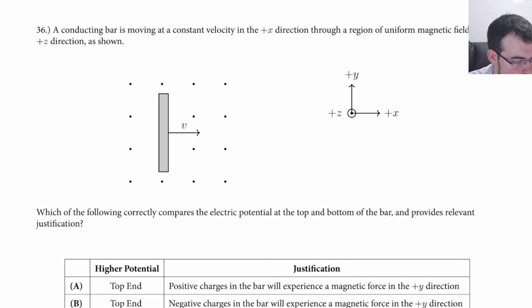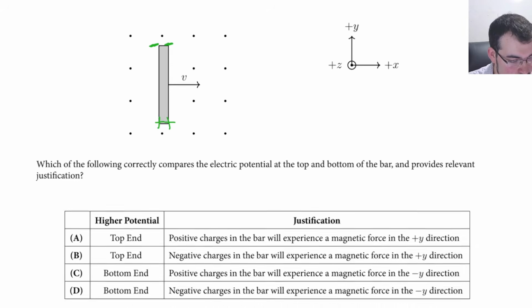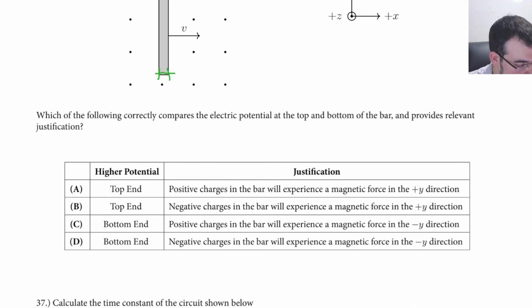Conducting bar moves at constant velocity. We want to compare the electric potential at the top and bottom of the bar with justification. All right, well, qv cross B. My palm is pointing down, so positive charges get pushed down, which means the negative charges would get pushed up. So we can see that the bottom end of the bar is at higher potential, because positive charges in the bar will experience a force in the negative y direction.